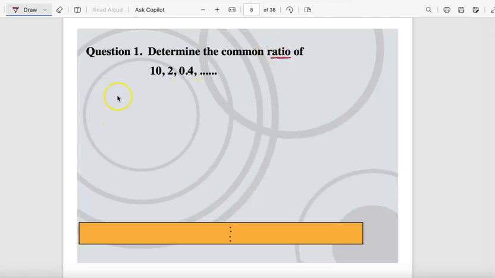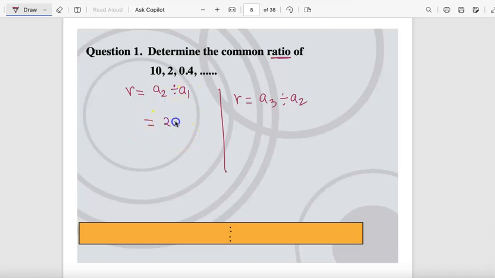This is a geometric sequence. All right, so how do you find your common ratio r? You take your second term and divide it by the first term, and you get your common ratio. Similarly, you can do your third term divided by second term, so you can find out whether your common ratio is correct or not.